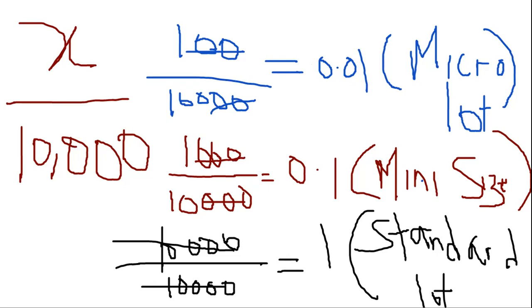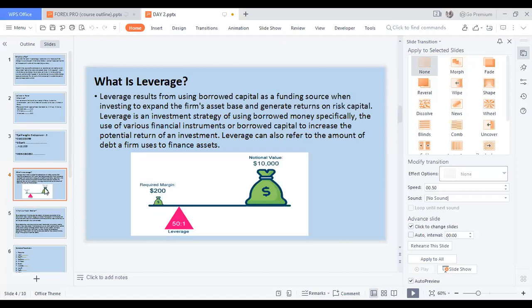Let me go to my next phase now. The next phase is leverage. Leverage results from using borrowed capital as a funding source when investing to expand the firm's asset base and generate returns on risk capital. Now, what is leverage?